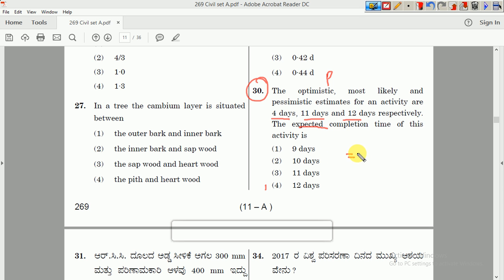Expected completion time is equal to optimistic time plus 4 into most likely time plus pessimistic time, that is 12, divided by 6. If you calculate this, you can get the answer directly, that is 10 days. Again, all these concepts come under CPM and PERT.